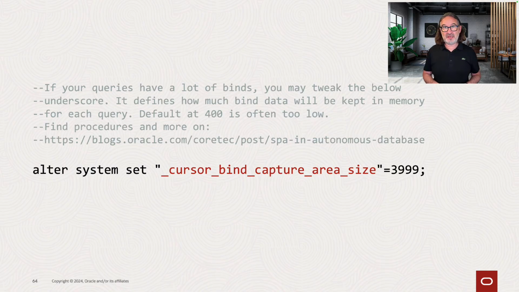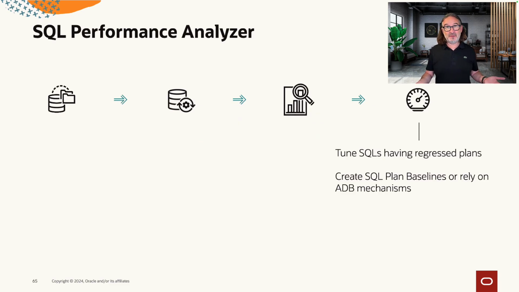One thing to keep in mind, there's an underscore parameter, because the default setting of 400 for cursor bind capture area size is a little bit low, especially if you bring over complex applications having complex statements using a lot of binds. So my recommendation, or our recommendation, is pull this up to the maximum of 3,999. You can't lift it higher, unfortunately, as of now. So then we tune the regressed plans, or we just rely on ADB, because one of the coolest things in ADB is it can tune such a workload by itself.